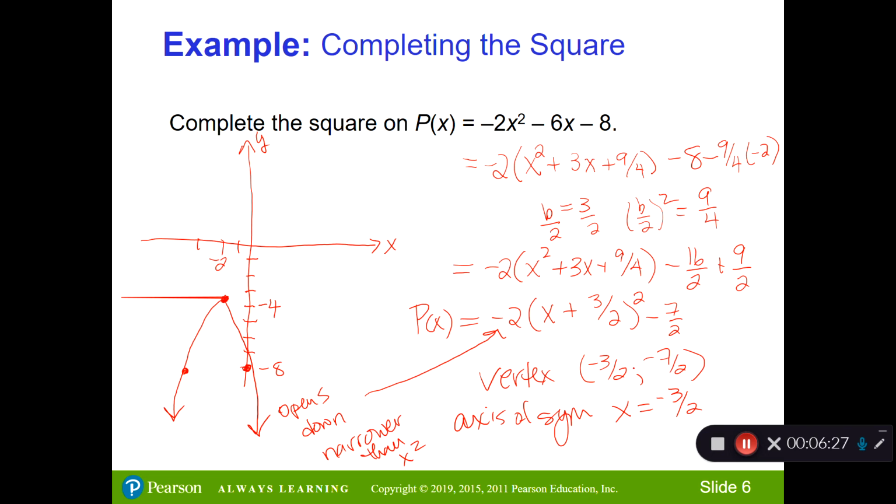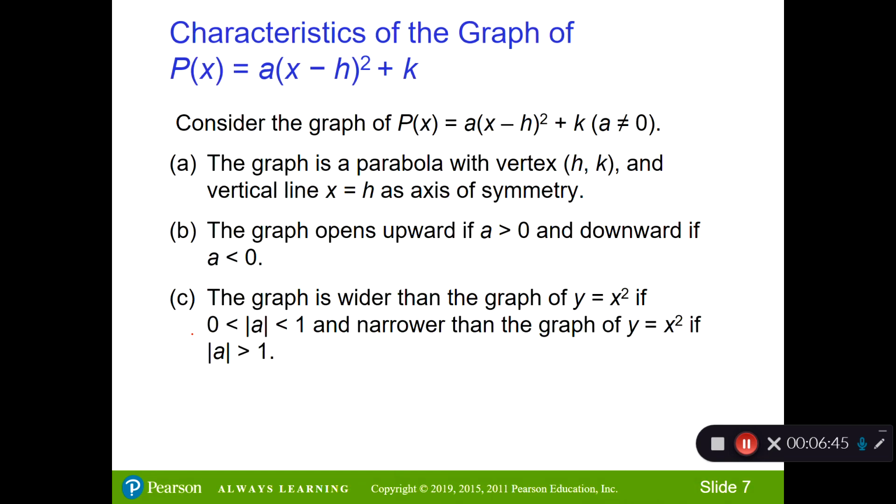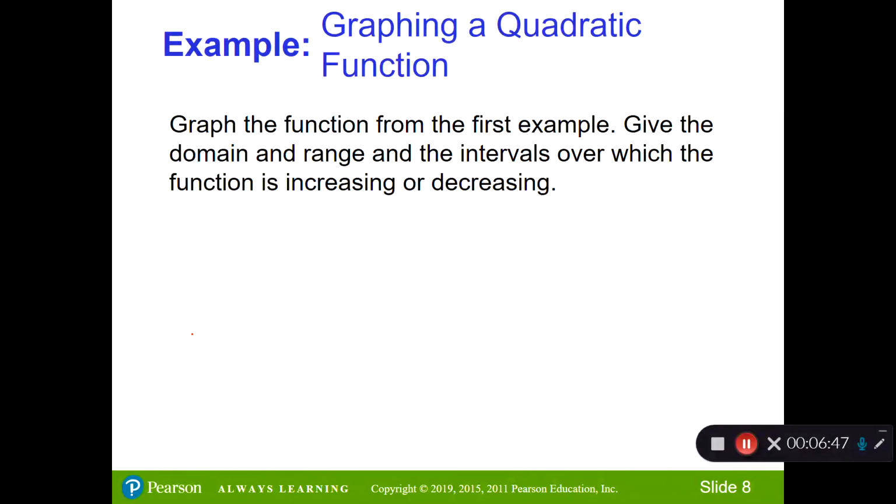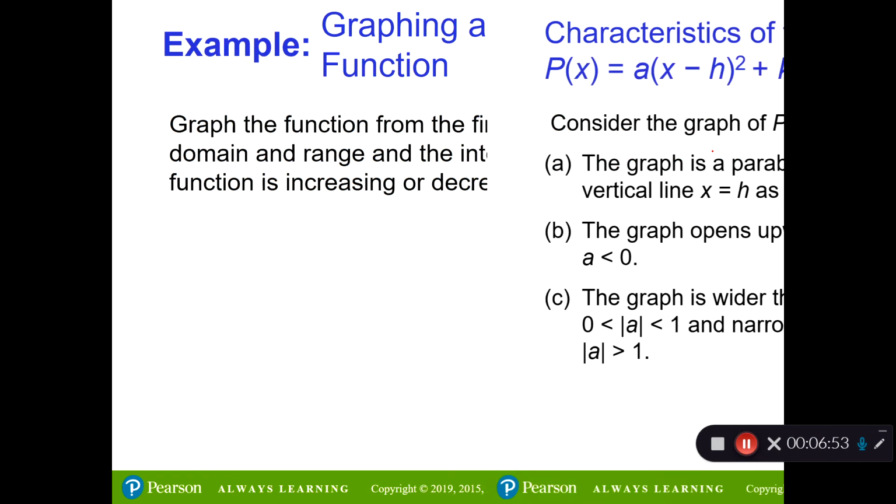The axis of symmetry is this line that runs through the vertex, and my parabola is symmetric on each side of that line. Notice I dashed it in because that line is not really part of the graph, just this parabola is the graph. All right, now that we have that, because that's what I was asked to graph here, let's find the domain, the range, and the intervals over which the function is increasing or decreasing.